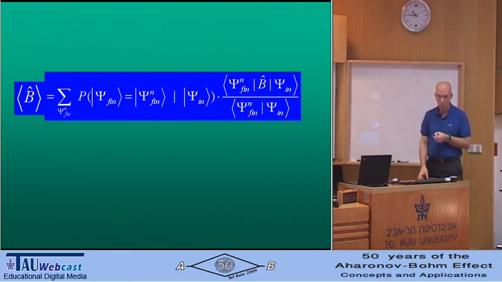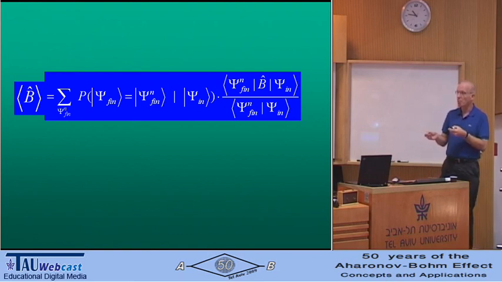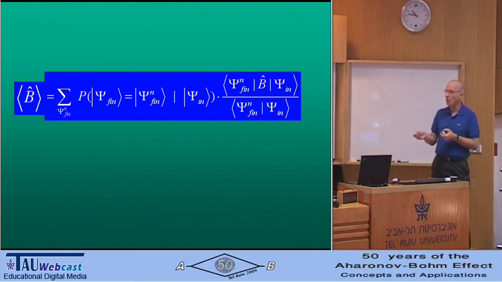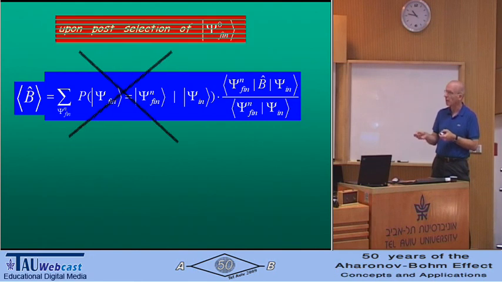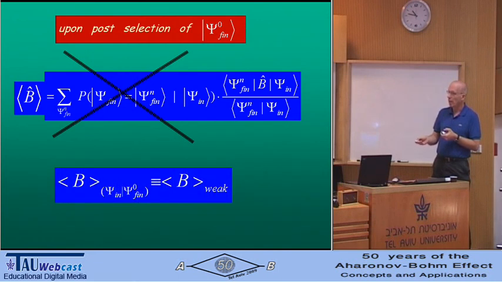Now we come to the weak value protocol. As I told you, we keep only those results that ended up with one particular psi final. Let's call it psi final naught. This means, first of all, that for that particular set of measurements, we need to cross out the summation because we have only one result that we keep. And secondly, we know for sure that for that particular result which we keep, it resulted in psi final naught, so we can cross out this conditional probability altogether, and what we obtain is this particular term, which we'll call the weak value of B.